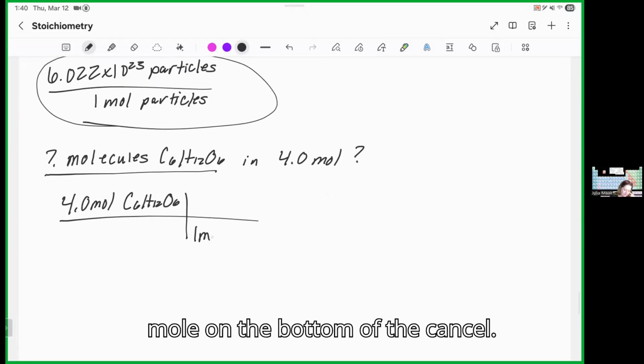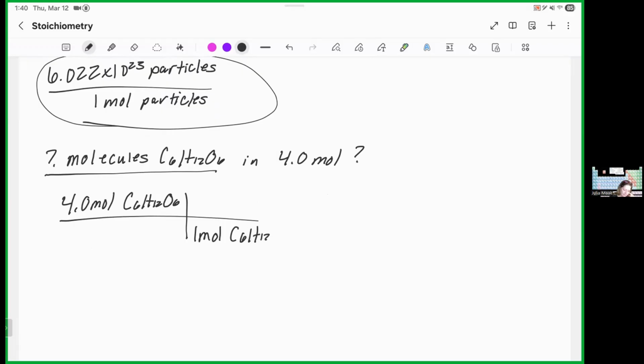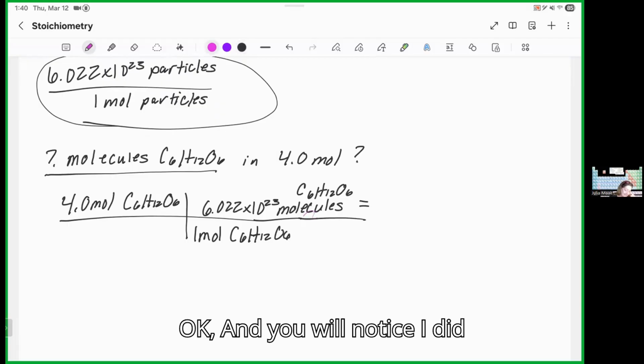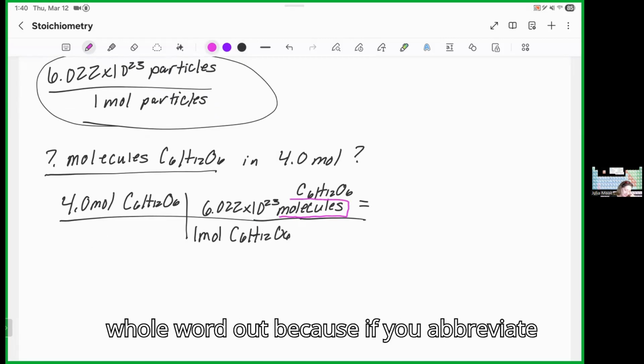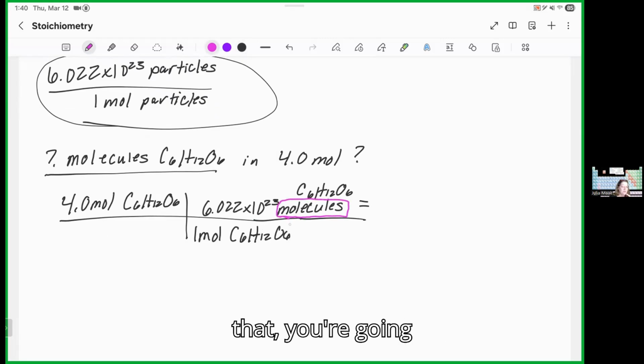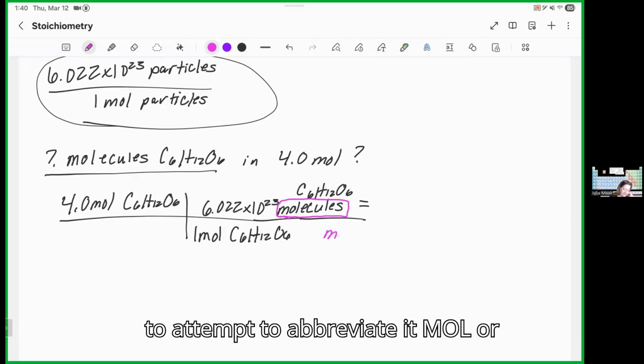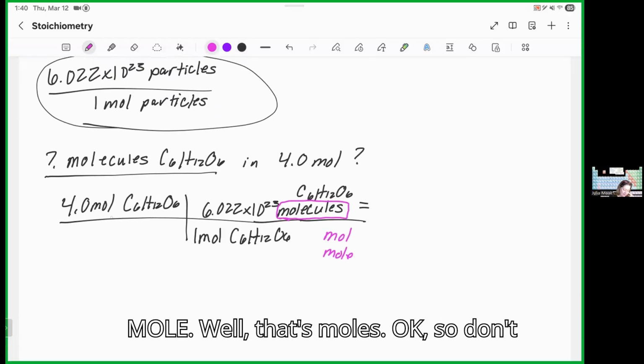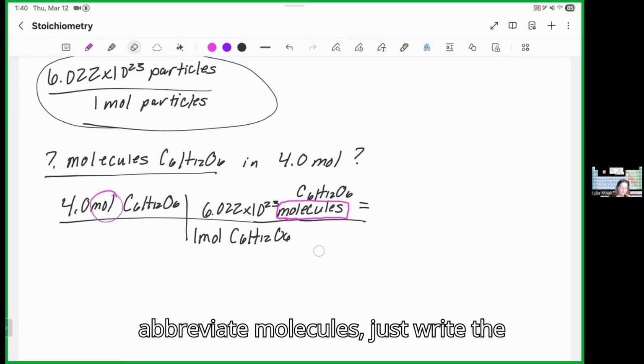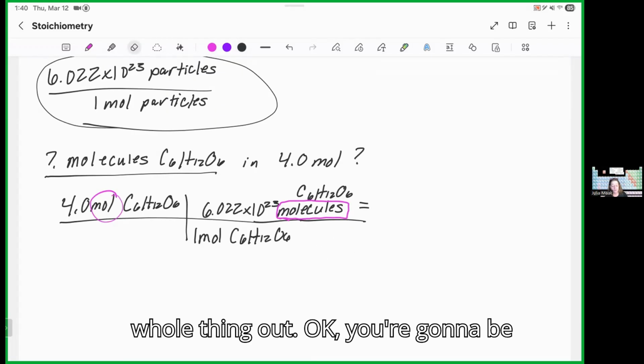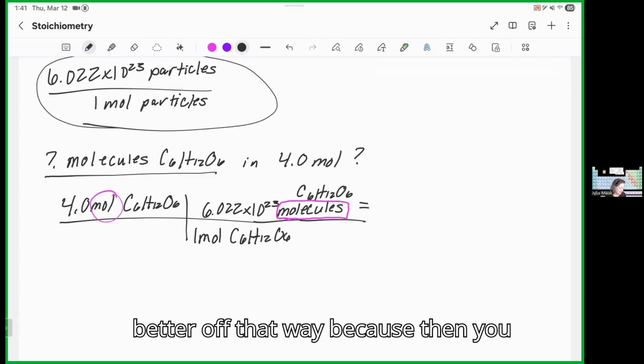And here is our conversion factor. Mole on the bottom to cancel. 6.022 times 10 to the 23rd molecules, C6H12O6. Okay, and you will notice I did not abbreviate molecules. I spelled the whole word out. Because if you abbreviate that, you're going to attempt to abbreviate it MOL or MOLE. Well, that's moles. So don't abbreviate molecules, just write the whole thing out. You're going to be better off that way because then you don't make a mistake.